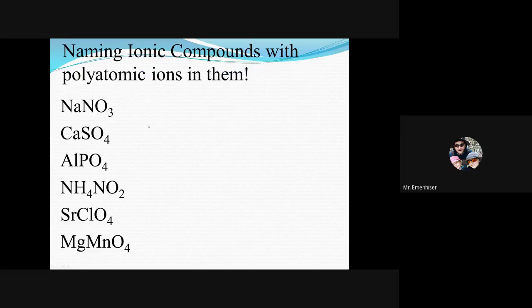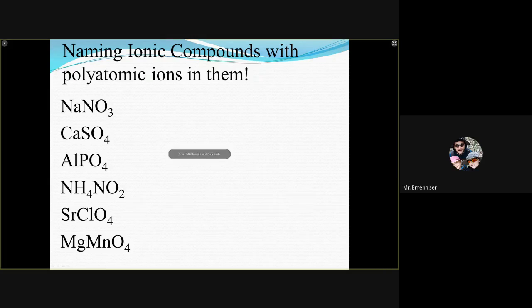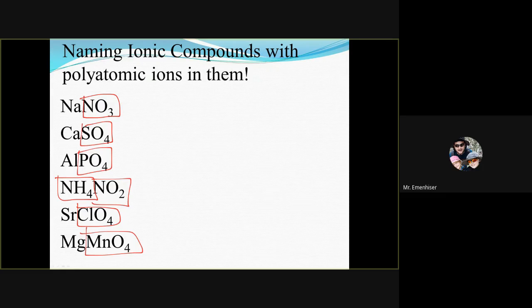Ca3P2. All right. Now let's look at naming compounds with polyatomic ions in them. I'm going to put a box around the polyatomic ions in here. So this is nitrate here, sulfate, phosphate. These are both ions in this one. That's an ion there, that's an ion there. And I know that because I looked at my polyatomic list that we talked about at the beginning.